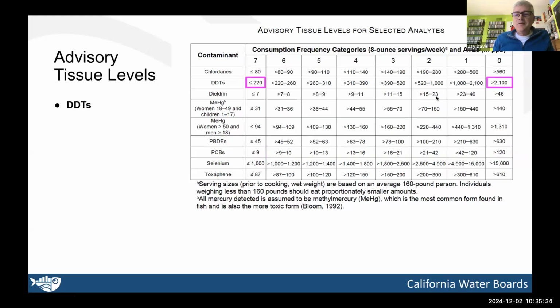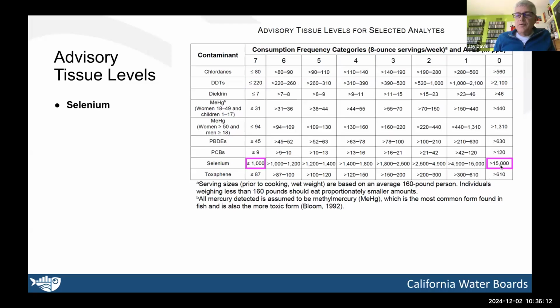So DDT, the high end is 2100 for no consumption. Below 220 is pretty safe for consumption at 7 meals per week. We basically never see DDT concentrations at this high. So even above 220 is unusual, except for maybe a place like Lauritzen Channel in San Francisco Bay, where there was a DDT manufacturer that caused contamination. We don't see levels that high.